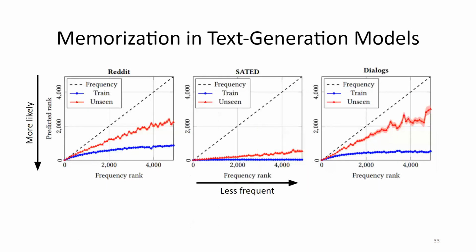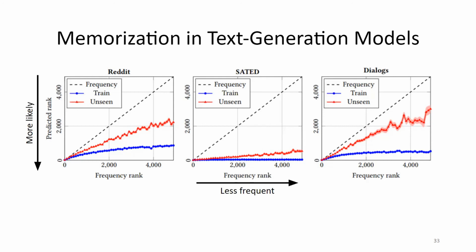And we did a further analysis of these memorization problems in these text generation models. And here are the plots from our analysis. In these plots, the x-axis is the frequency rank of the words in the vocabulary. As you move to the right, the words become less frequent. On the y-axis, we're showing the predicted rank for that word output by the model in a certain context. As you move from top to bottom, the word is more likely to be predicted. And the blue curve shows the predicted rank for that word in a training context, and the red curve shows the predicted rank for that word in the unseen context.